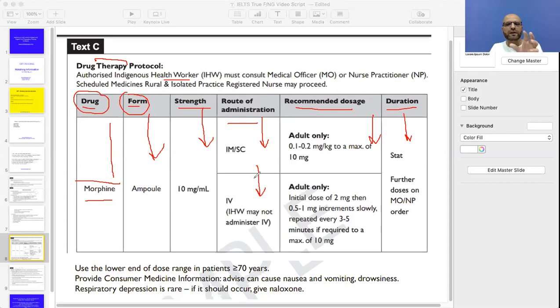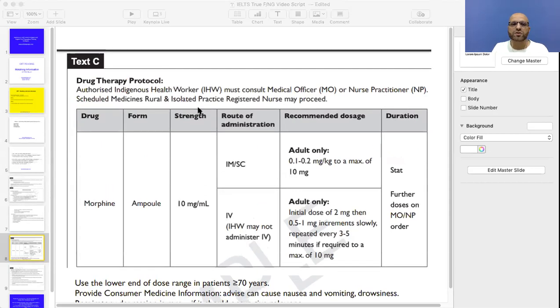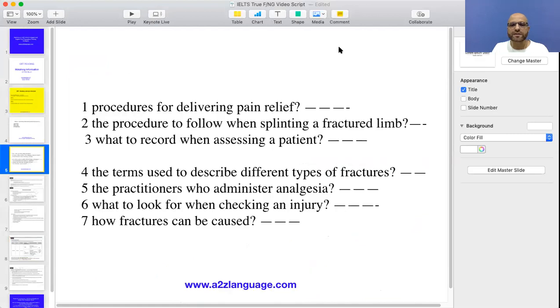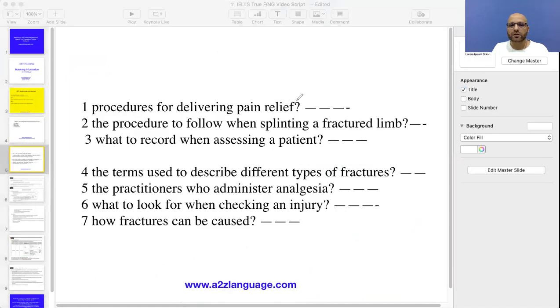So here, when we analyzed the question type, we understood clearly that this question that we have read, a procedure of delivering pain relief, belongs to text C. So the right answer for question number 1 is C, right?